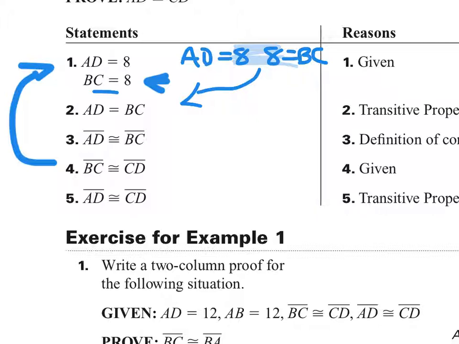Now, the next step from 2 to 3, I don't need to see that definition of congruence, but basically all they did was change the equal sign to a congruency symbol. And then they threw in the given again, because they're trying to tie in the transitive property.